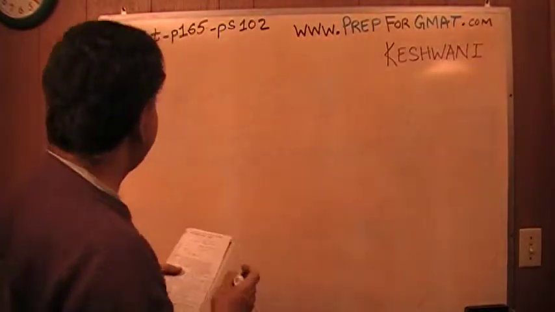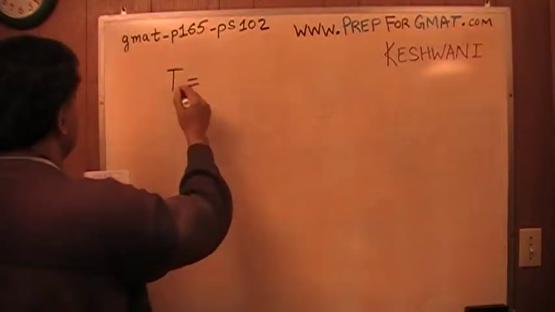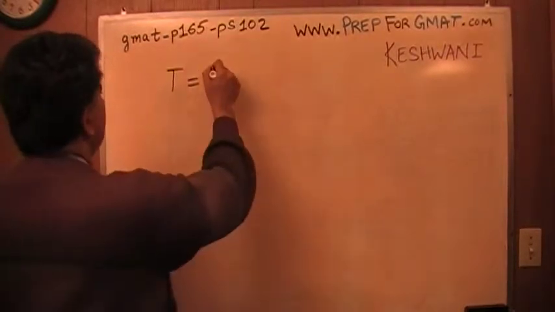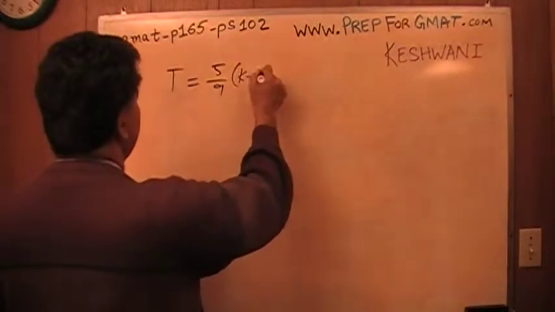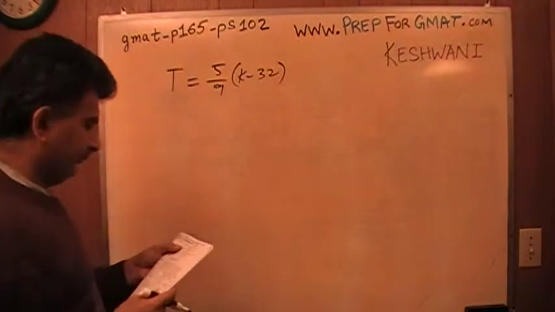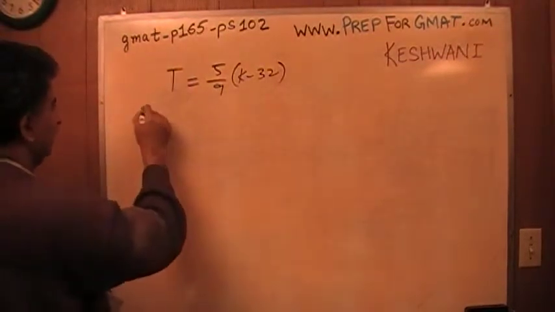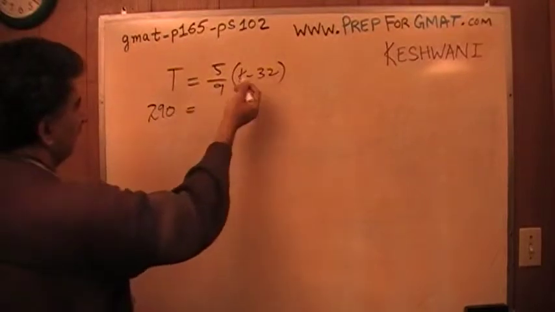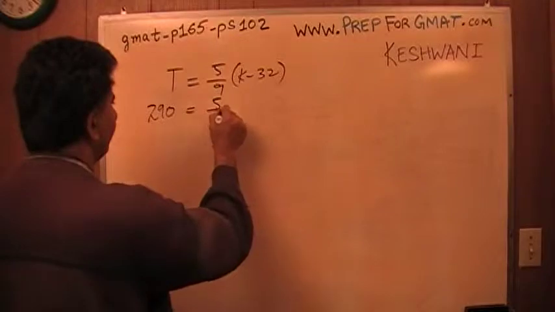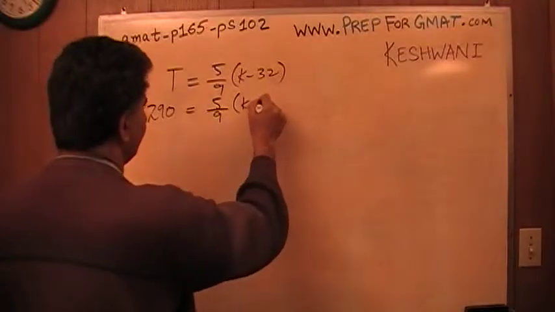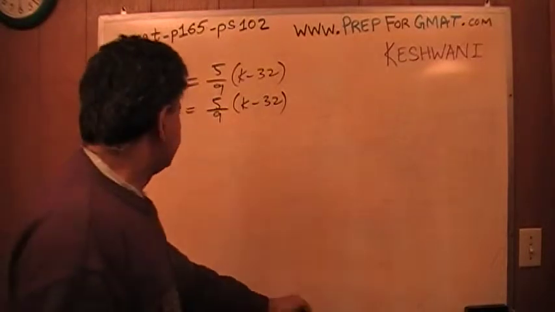We are told that t equals 5 over 9 k minus 32. The question simply is, when t equals 290, what's the value of k? That's all they are asking. Let's take a look.